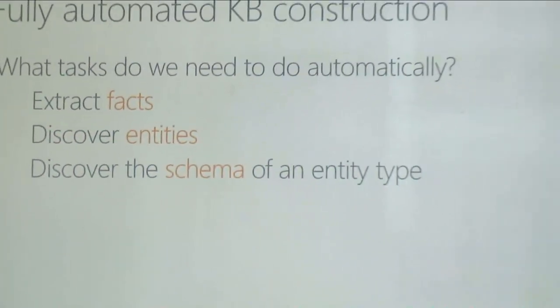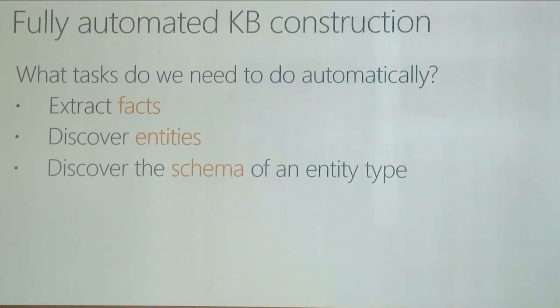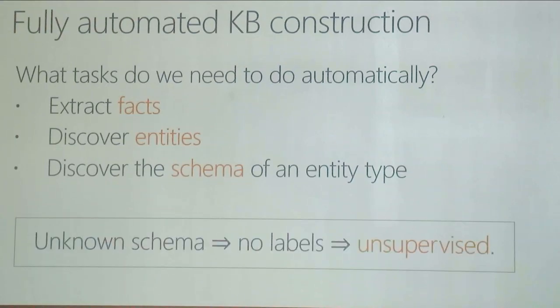So we start off by asking the question, what tasks do we need to do automatically to do automated knowledge-based construction? Well, certainly we need to be able to extract facts, we need to discover entities, but to be fully automated, we also need to be able to discover the schema of an entity type. So if we start with this completely blank slate of no schema, then we have no labels, and therefore we have to take an unsupervised approach.